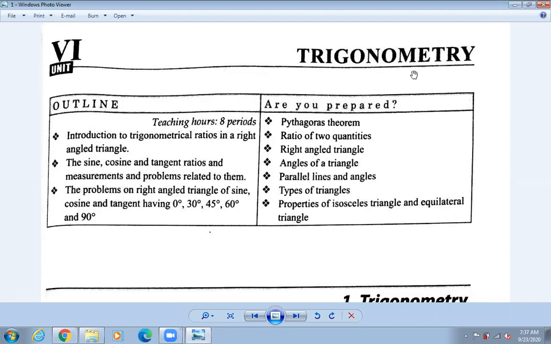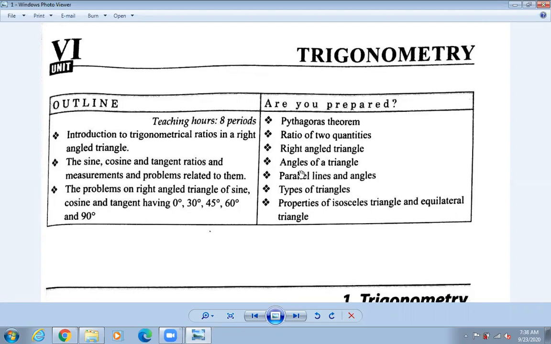Here you may have heard about sine, cos, tan. We are going to utilize that in compulsory math, that means in trigonometry. So let us learn all about this chapter. Here we are going to learn about the Pythagoras theorem, the ratios and all. So we are going to learn different things.